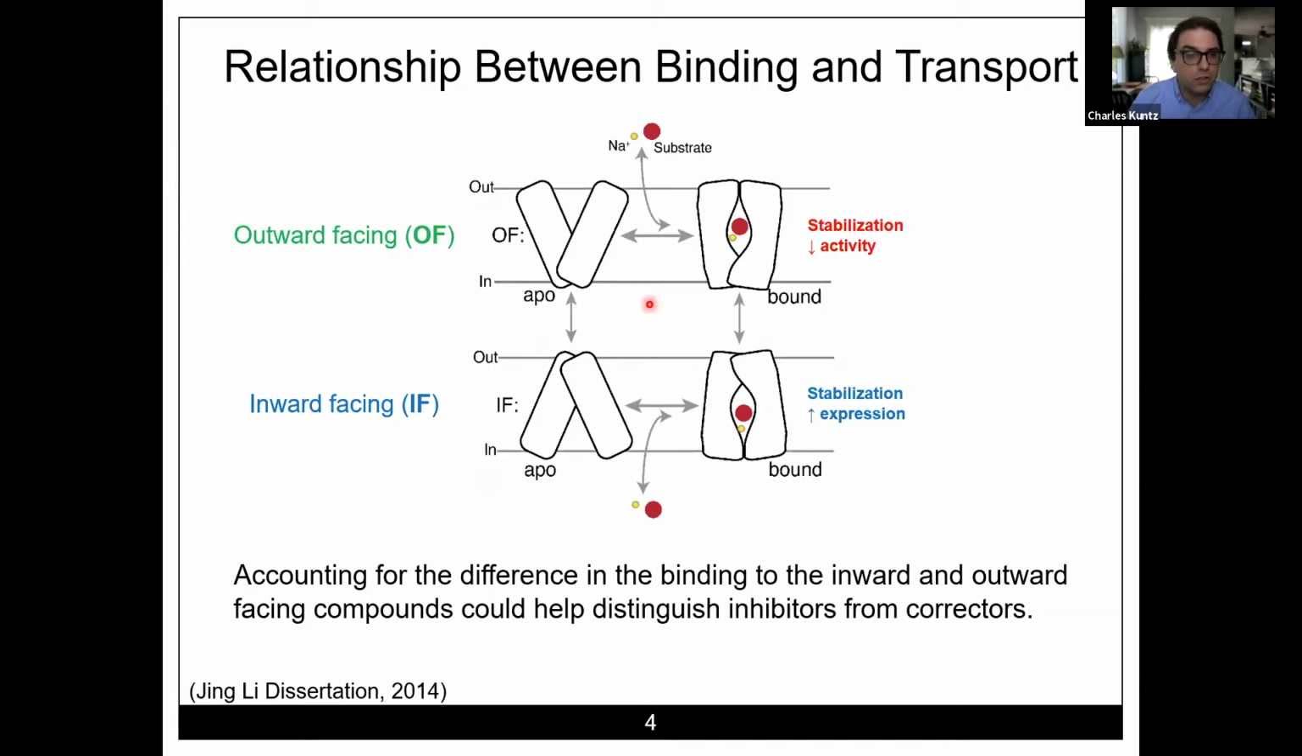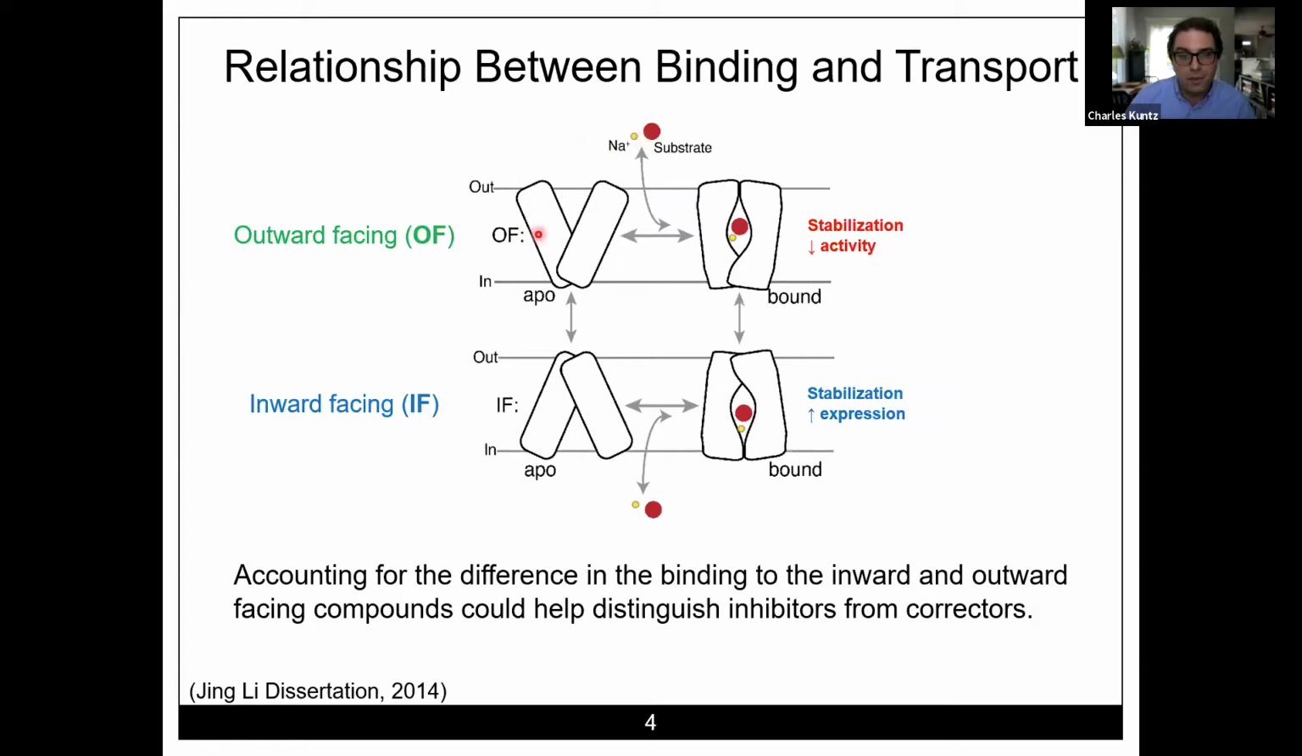So Peter talked a little bit about the outward facing and inward facing conformation of the creatine transporter, but I'm just going to go into it a little bit more. Normally, the way the creatine transporter works to get creatine into the cells, it cycles back and forth between these two states. This is the alternating access model, and this is really driven energetically by a sodium gradient.